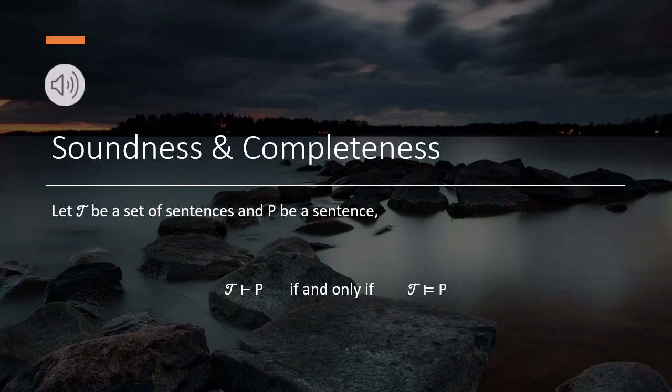What it says is that if P is true in any structure that makes the sentences in script T true, then there's an actual proof of P from some premises in script T that uses just our introduction and elimination rules for our Fitch system.